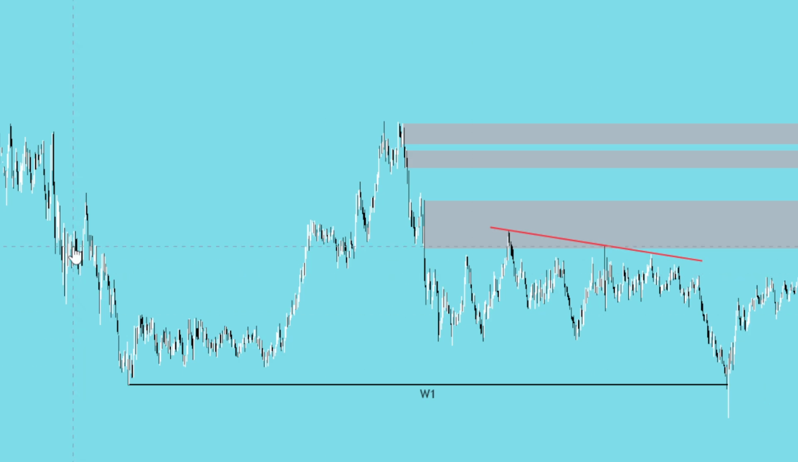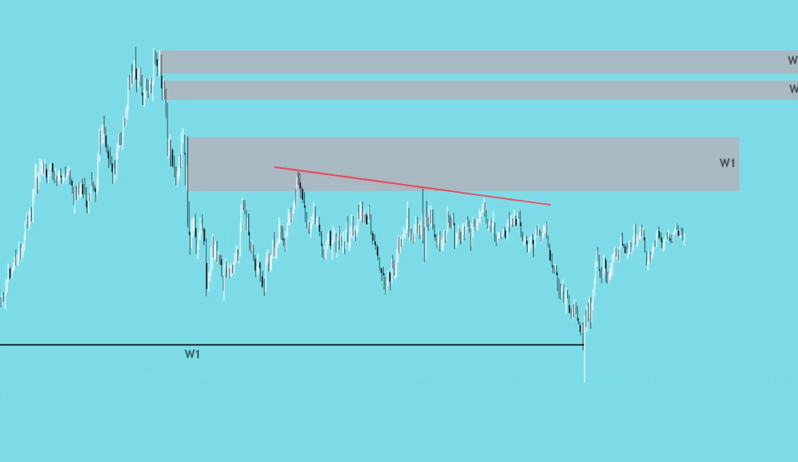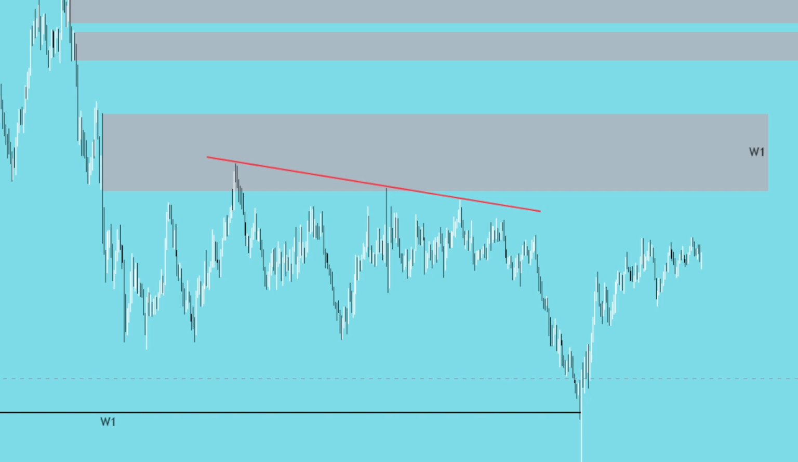So what we have over here is a structural low, structural high, structural low. This is the last structural low. We had a structural high, followed by this break of structure over here. And so from here, we understand that once we've analyzed our structure, the next thing we want to be looking at is our dealing range, our most recent dealing range.